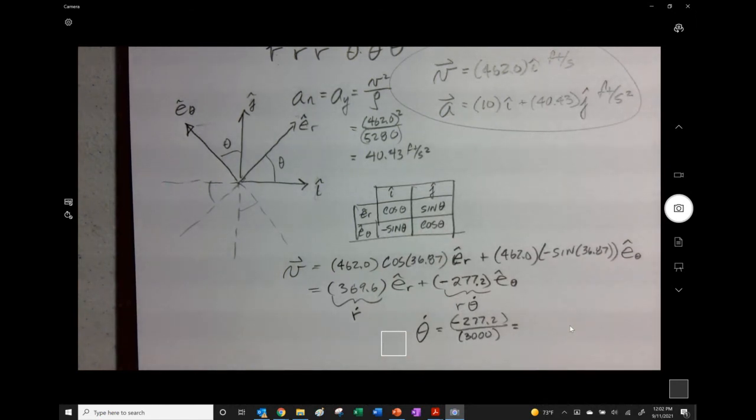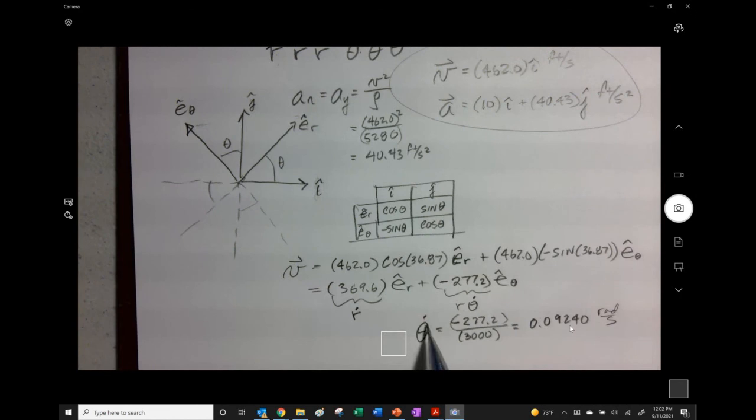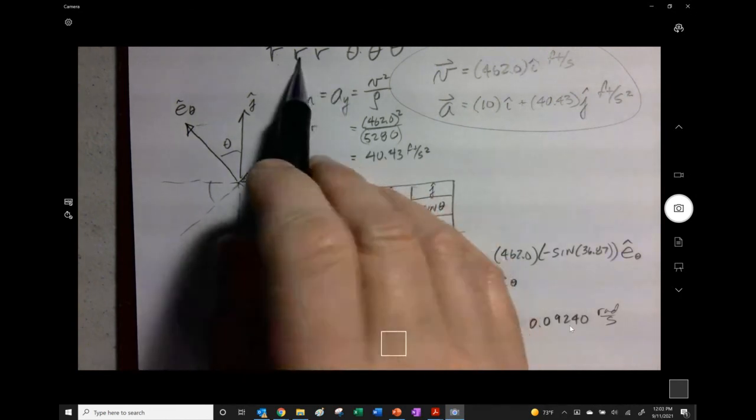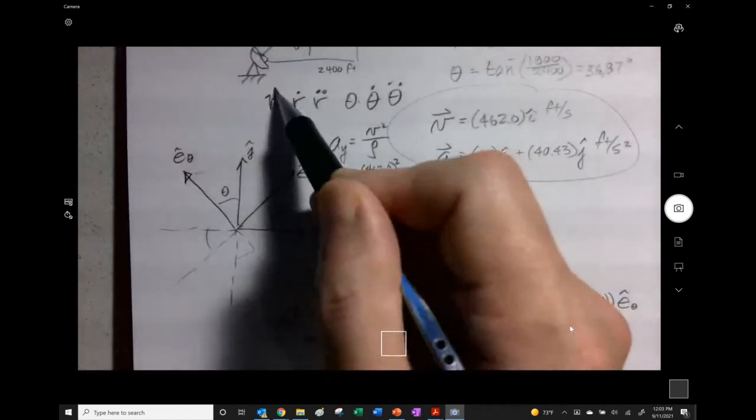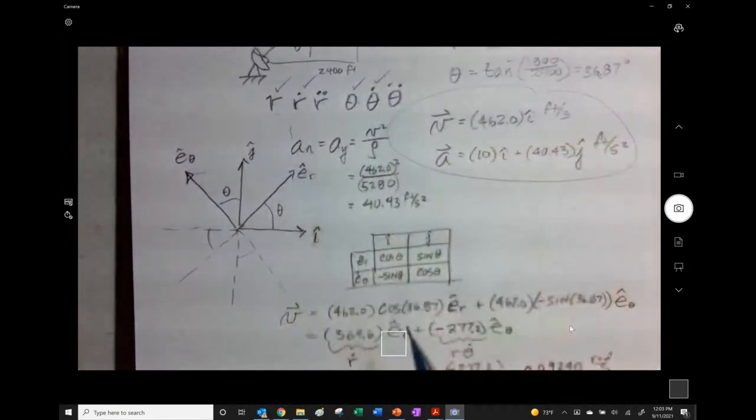So 277.2 and 3,000, and you get, I don't know if I did that right, 277.2 over 3,000. Yeah, I guess so. Okay. 0.09240, and these are radians per second, right? So now we have this, this, this, and this. So we only have two left.